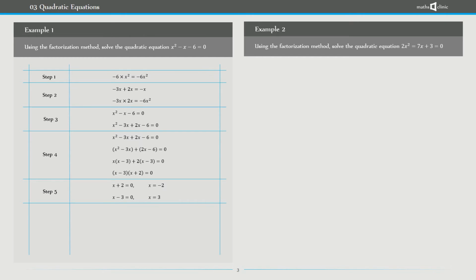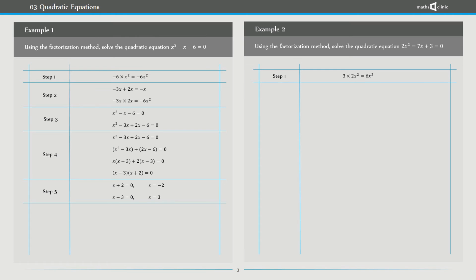So we have example 2, and example 2 says, using the factorization method, solve the quadratic equation 2x squared plus 7x plus 3 equals 0. And we'll do so with our steps again. So we have step 1. The first thing we want to do here is multiply 2x squared and 3. Okay, so the first term and the last term.